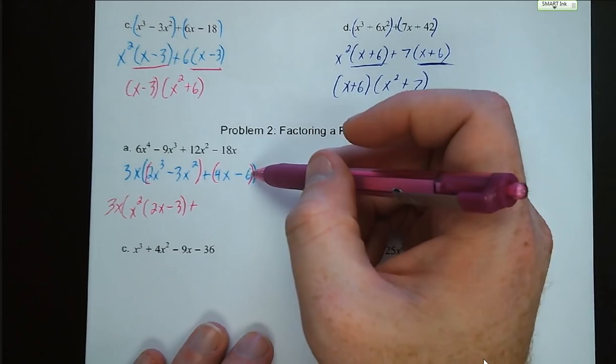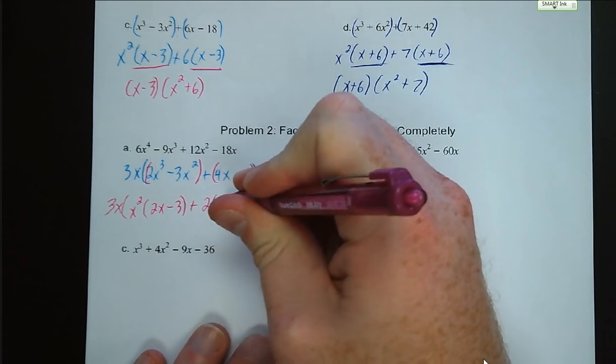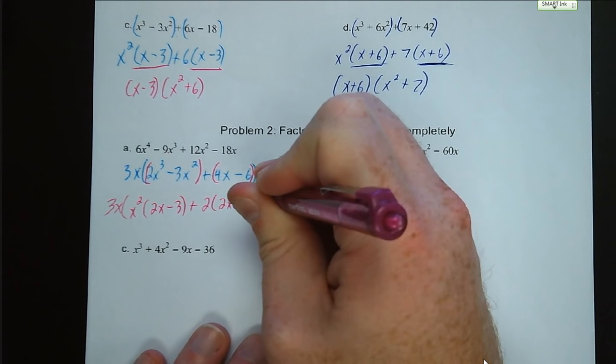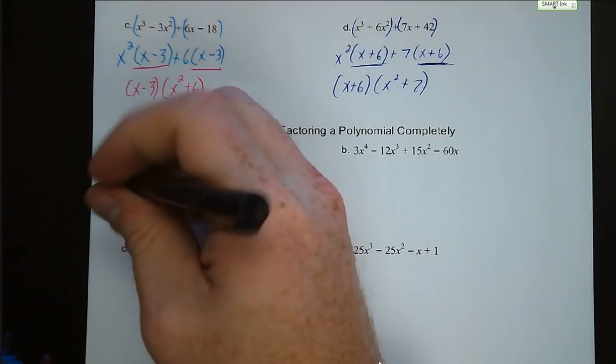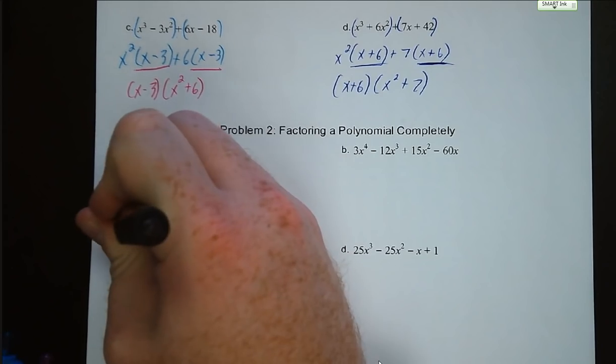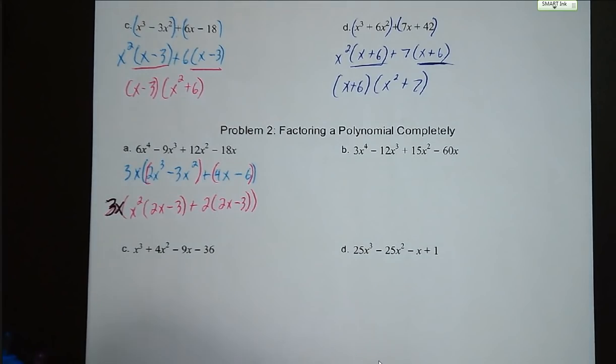What can I bring out of that? Well, I can bring out a 2, and I'm left with 2x minus 3. So now I've got these double parentheses, and actually I'm going to write that term out in front in black so you can see that it's not part of the factoring. It's on the outside already. It's not part of this factoring by grouping process.